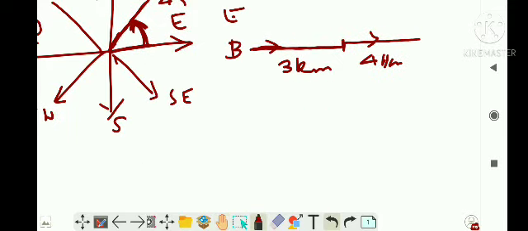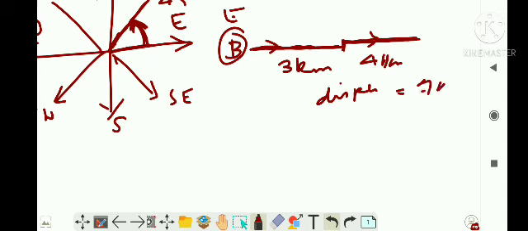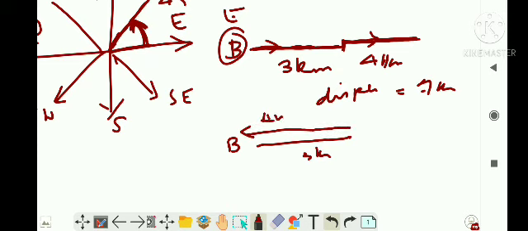So Bala traveled 3 kilometers, then he traveled 4 kilometers. I told you about Bala. So how much is the displacement? Easy, right? That is 7 kilometers. Clear? Now the same Bala, first 3 kilometers, and he comes back 4 kilometers. So I'm not going to take the direction.